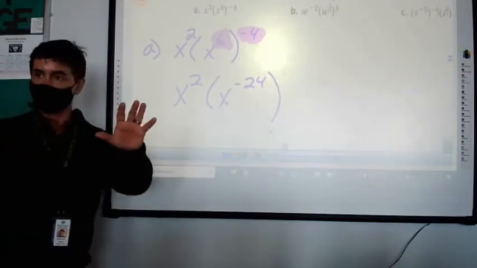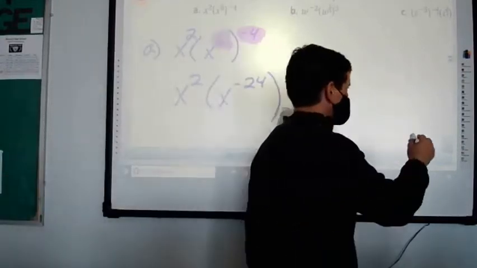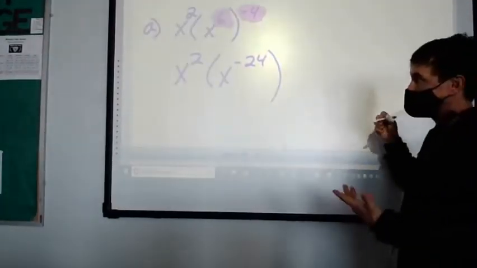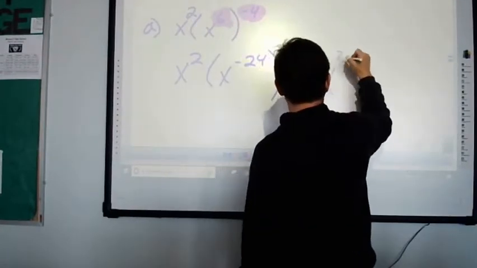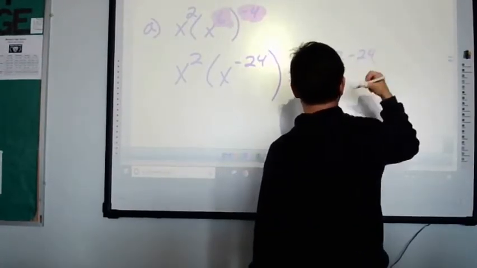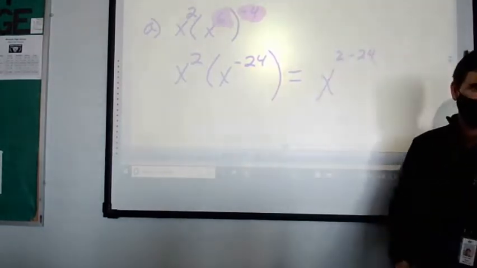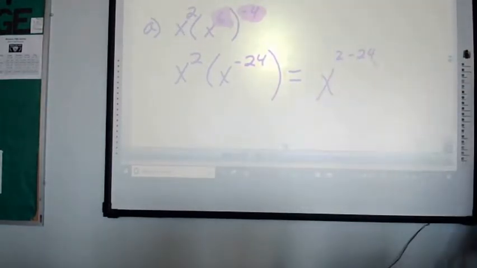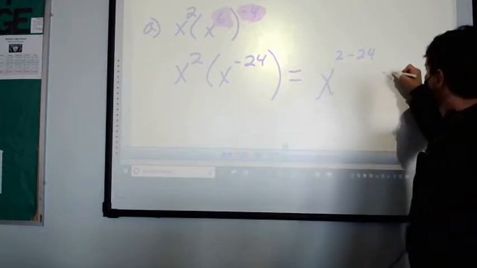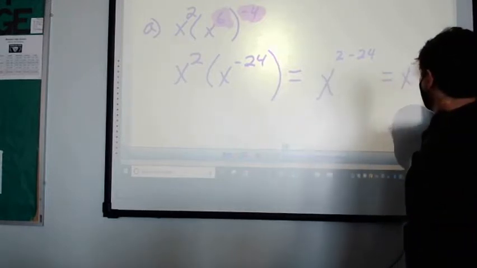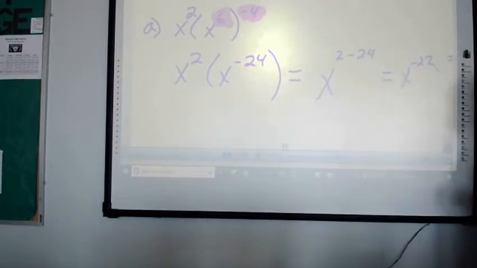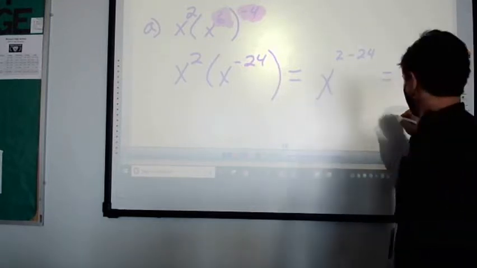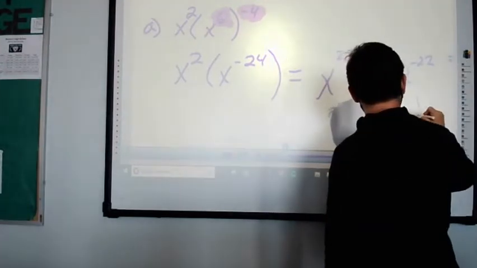So now we've got the variable and exponents next to one another, which means we're going to add them, subtract them. It kind of depends how you look at it. X to the 2 minus 24, or you could say plus negative 24. Right, so you get x to the negative 22nd, which becomes 1 over x to the positive 22nd.